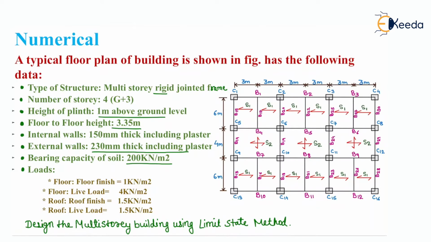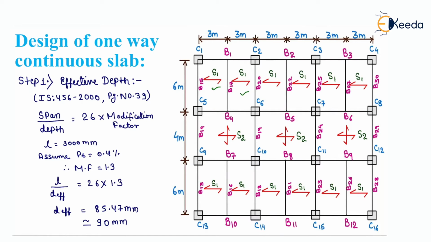Therefore, we have been given some particular floor plan data and asked to design the building using LSM. First of all, on seeing this plan, we should know which one is a one-way slab and which is a two-way slab, and this I had explained in the last lecture. Those marked by S1 are one-way slabs and those marked by S2 are two-way slabs. Today we will design the one-way slab, and other components will be designed in the next classes.